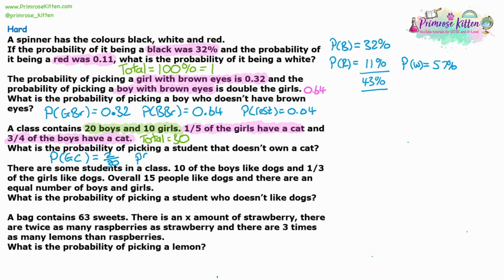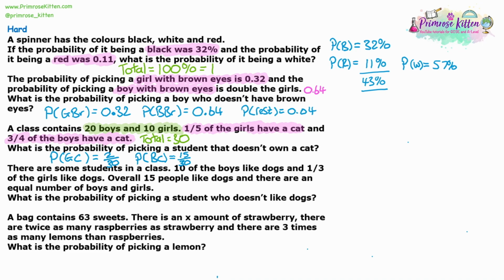The probability of a boy having a cat is 3/4. That's going to be divided by 4 and multiplied by 3. So 20 boys divided by 4 will give us 5, multiplied by 3 gives us 15. And 15 out of 20, that's 3/4, it's 75% of 20. There's a few different ways of working it out. But again, I'm not going to write it out of 20, the total for the boys. I write it out of 30, the total for all the students. The probability of picking a boy who has a cat is 15 out of 30.